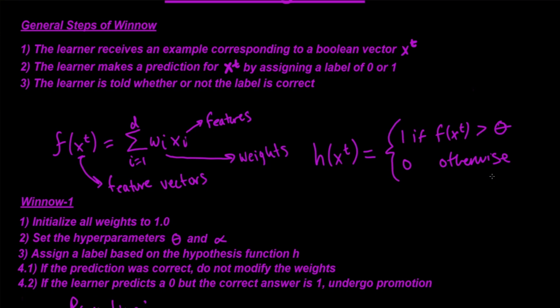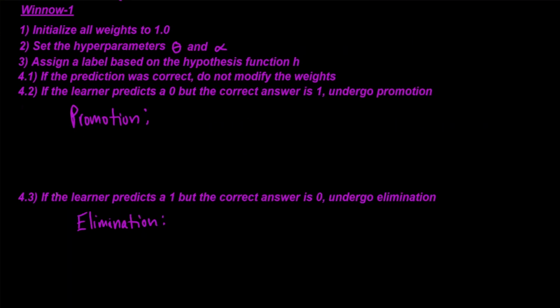Okay, so now we know how Winnow-1 is going to be determining which label gets assigned to a given xt, so now let's actually jump into the algorithm. Alright, so what's step 1 of the Winnow-1 algorithm? Well, step 1 is to initialize all of the weights to 1.